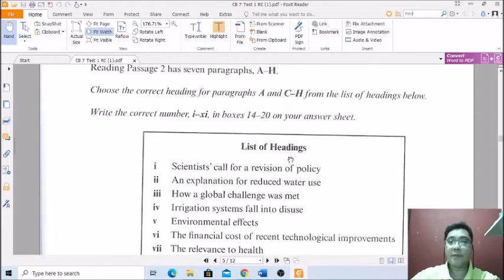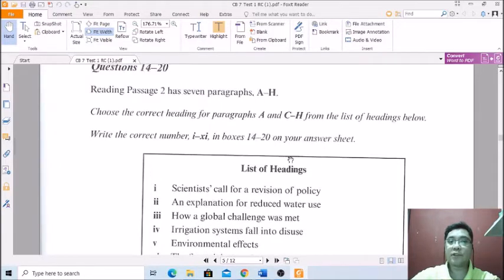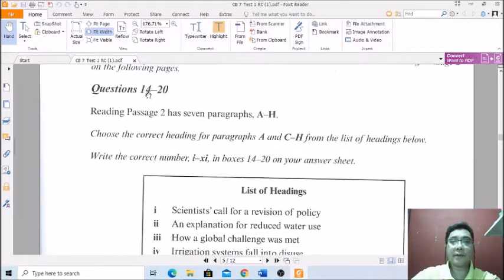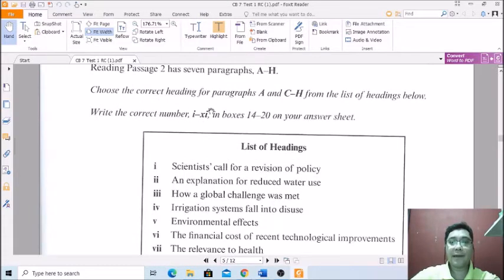Now, in order to be able to answer the list of headings, first you need to read the instructions carefully. So in here we were given the instruction that you should spend about 20 minutes on questions 14 to 26, which are based on reading passage 2 on the following pages. Here there are questions 14 to 20, and reading passage 2 has 7 paragraphs, A to H. Now choose the correct heading for paragraphs A and C to H from the list of headings below.